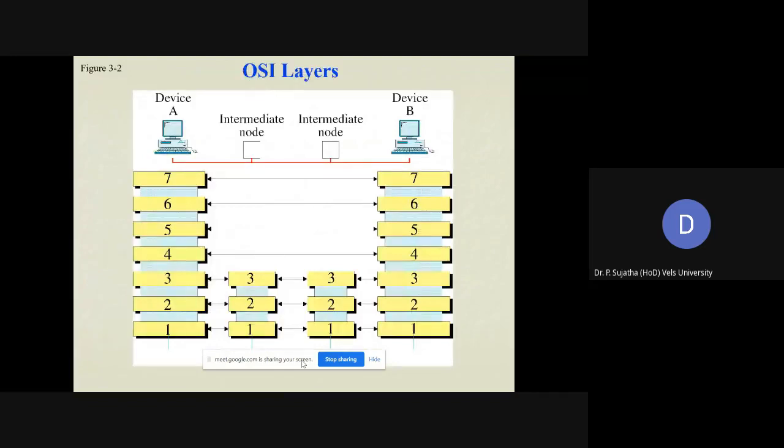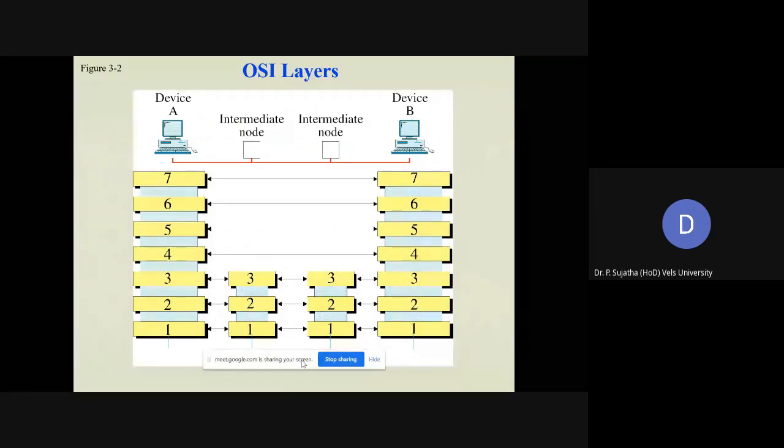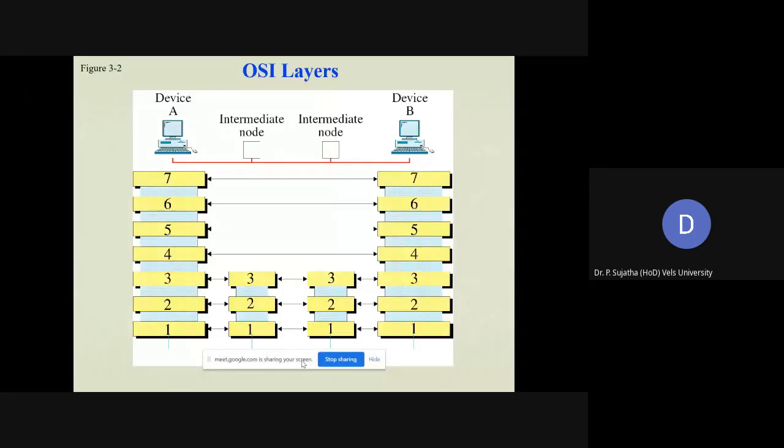You have device A and device B. Device A tries to communicate with device B. In between device A and device B, some intermediate nodes, some intermediate computers, are there. So if device A wants to communicate with device B, they need to communicate through some intermediate nodes. As I told you earlier, if the person sitting first in your class wants to communicate with the person sitting at the last bench, how can he communicate? Only through the intermediate persons.